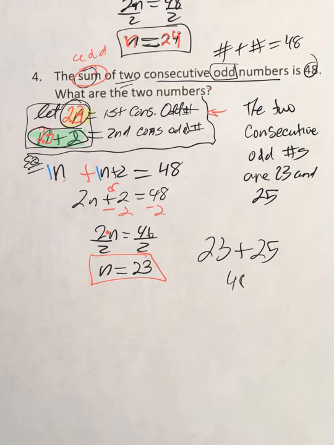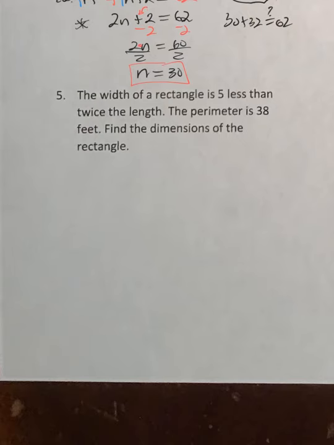Very good. Okay, the last problem is a rectangle problem. It says the width of a rectangle is 5 less than twice the length. The perimeter is 38 feet. Find the dimensions of a rectangle. So remember, dimensions is just a fancy word for finding the length and the width. So we basically just want to find the length, and we want to know the width.